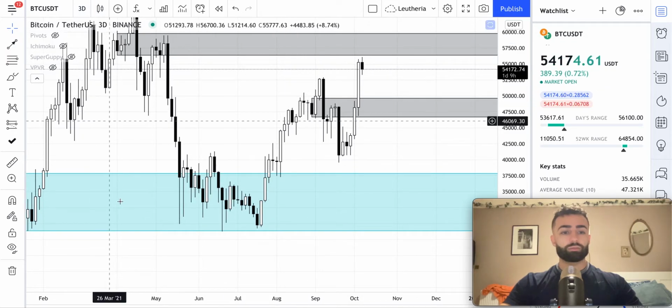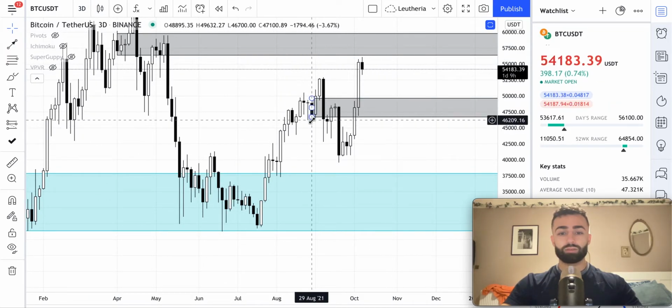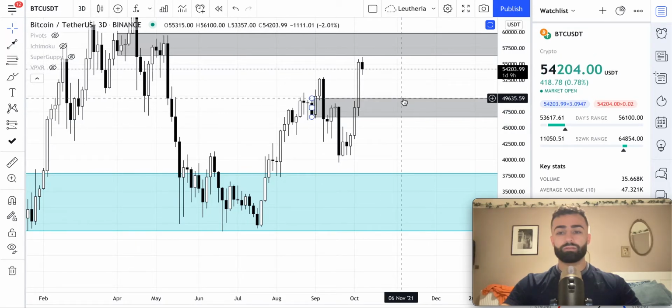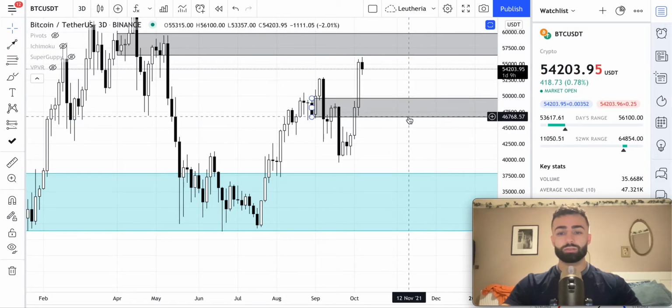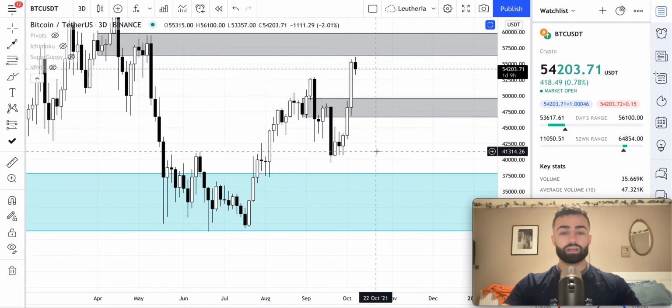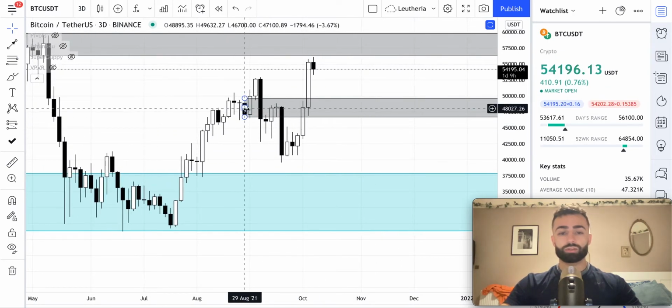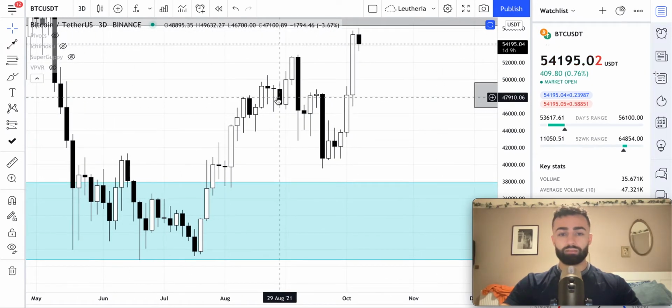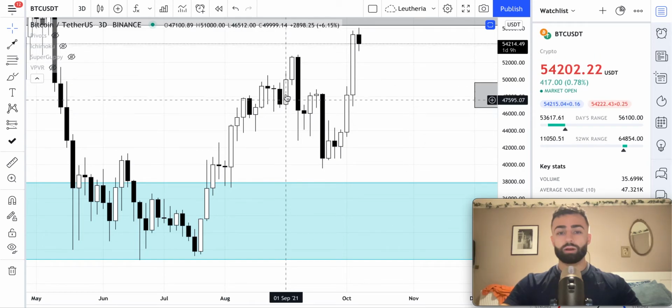So that's good news from a support perspective, and that level is from back here on August 29th and goes from about 49.6 down to about 46.6. And the reason we know that is a support zone for price is because of that bull trend. So we have a low right here, a high, a higher low, and then a higher high.